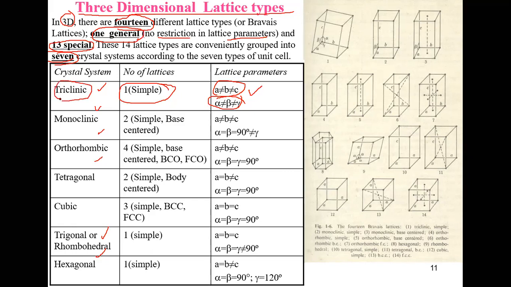In this crystal system, there is only one space lattice available, and the unit cell, please try to draw the unit cell. The unit cell is this one. This one is the triclinic unit cell.